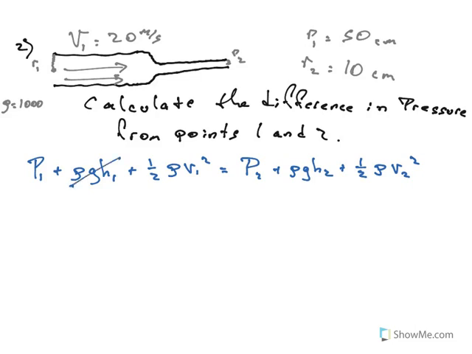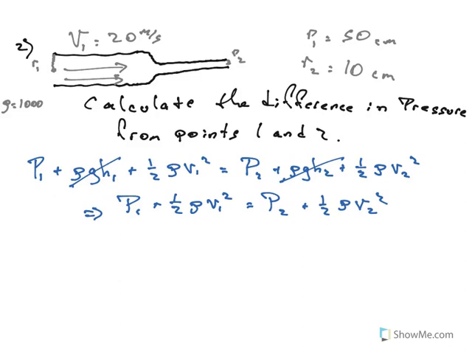So rho g h1 and rho g h2 are the same, so they cancel out. We don't care about those terms. So we're left with the equation P1 plus 1/2 rho V1 squared is P2 plus 1/2 rho V2 squared. Now P1 and P2, those are the pressures at either end. Rho, that's the density of the fluid, that's my 1,000. V1 and V2, that's the velocity of the fluid at either end of the pipe.